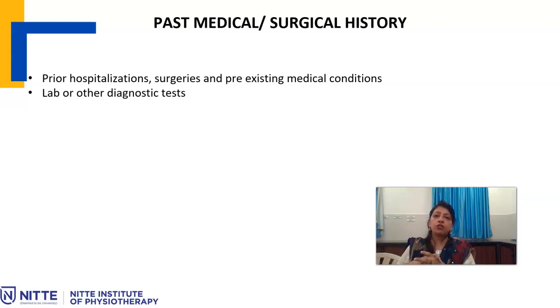Other than that, we also should know whether there was any surgical history relevant to the present condition. So if I have back pain today and if I had a history of a back surgery 5 years back, this is relevant for today's condition, so all that we should be documenting.